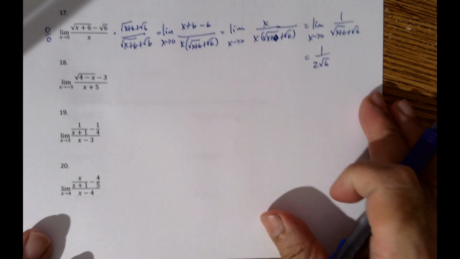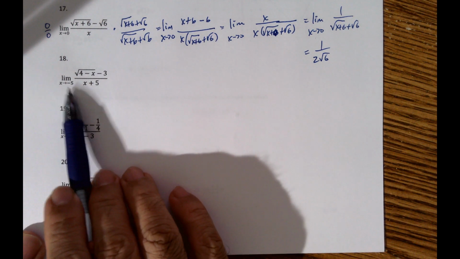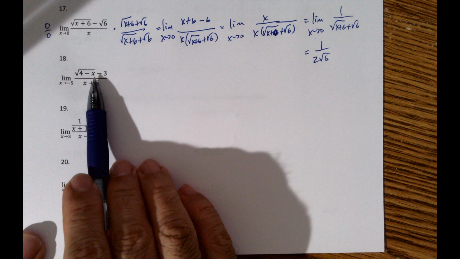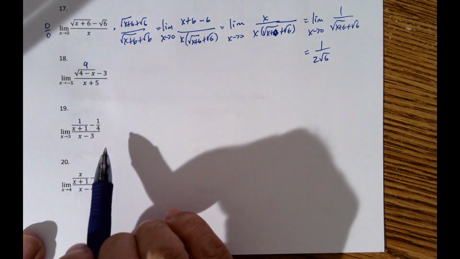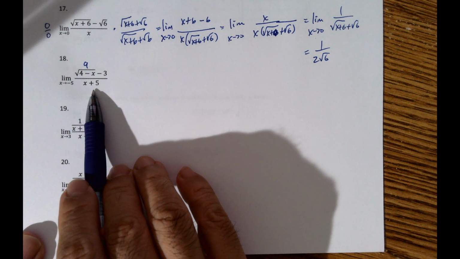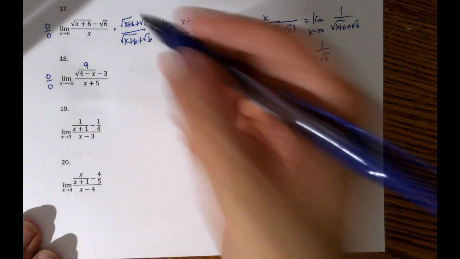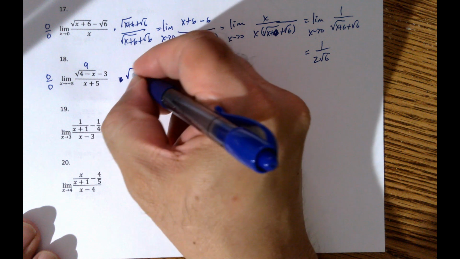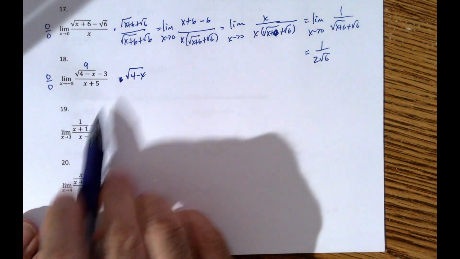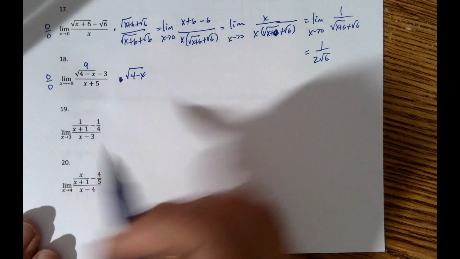All right, now let's try number 18. Same idea. I'm going to plug in the number, negative 5. So 4 minus negative 5 is 9. Square root of 9 is 3. 3 minus 3 is 0. Negative 5 plus 5 is 0. So again, I have the form 0 over 0. That's an indeterminate form. So I'm going to do the same thing I did in number 17, multiply by the conjugate. Oh, by the way, you might have square root of 3 on your paper. Fix that to 3, okay?